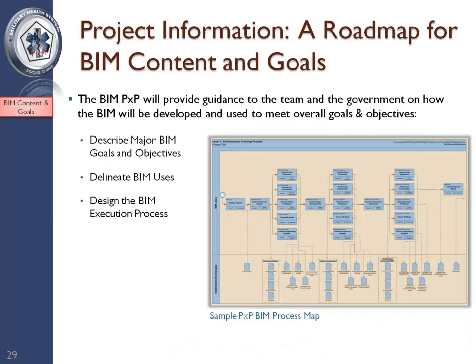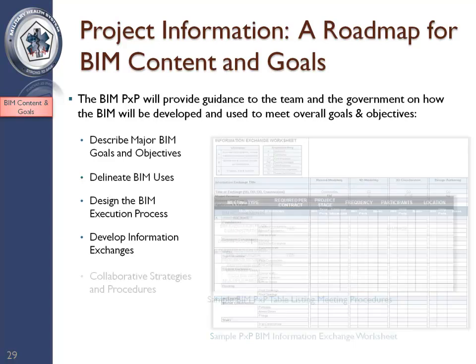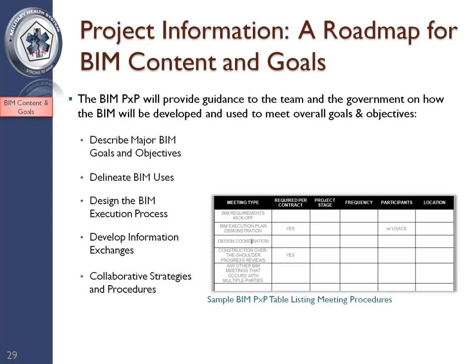Once BIM uses are established, process mapping can be used to describe in more detail the sequencing and interaction between the primary BIM uses on a project. Process mapping is a tool that is encouraged but not required as part of the BIM PxP. The PxP also will specify information exchanges that occur between the project participants. The collaboration or meetings that will occur during project development should also be itemized in the PxP.